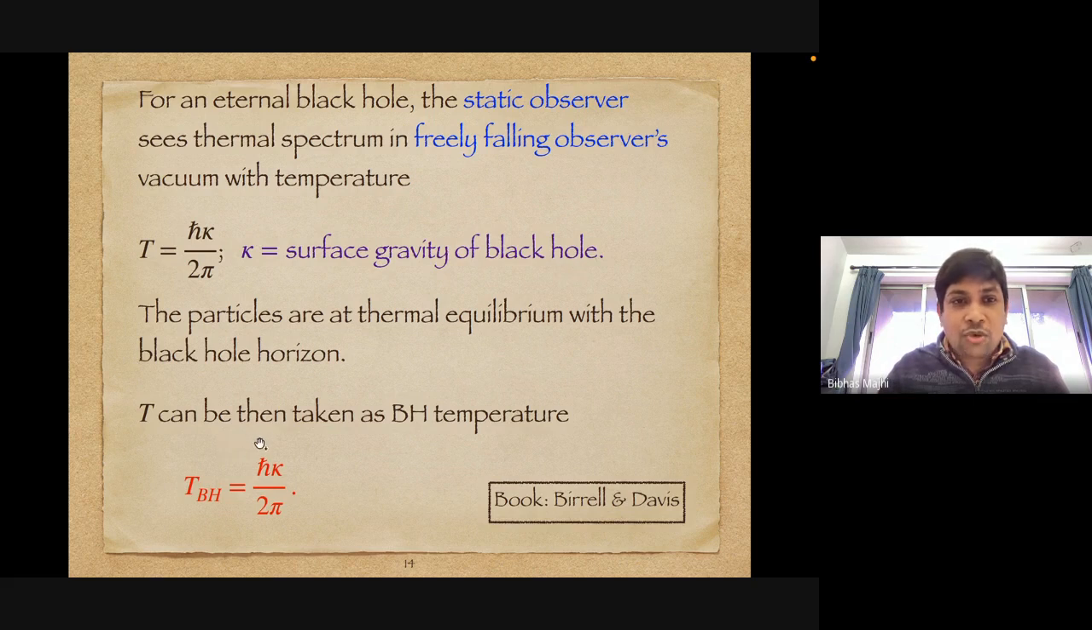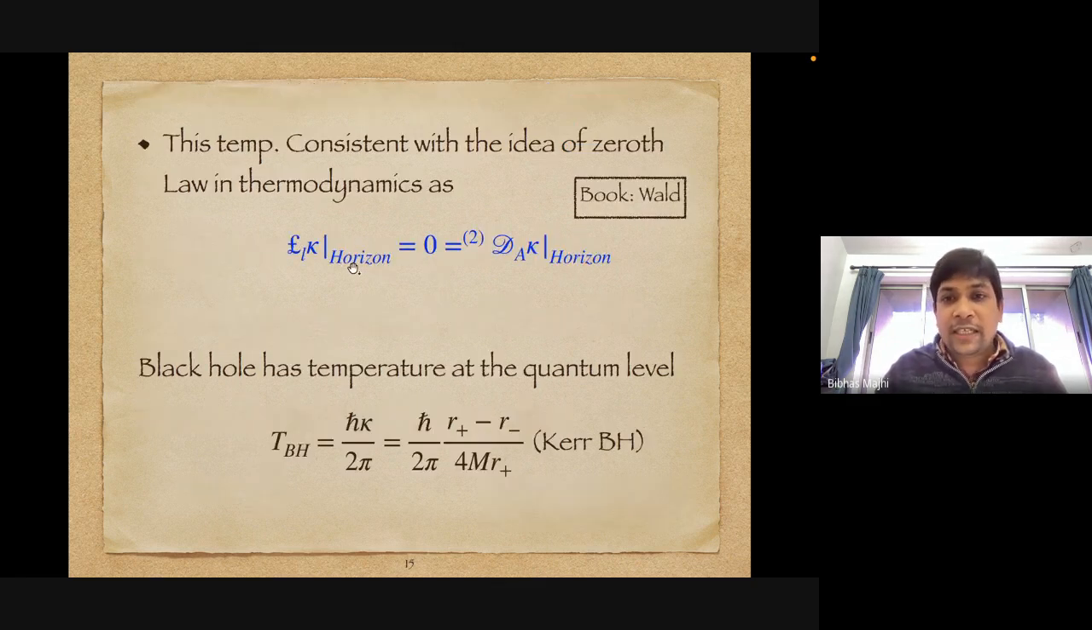And then the next question one should ask is whether this temperature is consistent with the zeroth law of thermodynamics. One can show that indeed it is. The kappa, which is the surface gravity, is constant on the horizon and is not changing along the generator of the horizon. So all events on the horizon are at the same temperature, throughout the horizon. So it is consistent with the zeroth law of thermodynamics. Particularly for the Kerr black hole, one can find the temperature is like this.